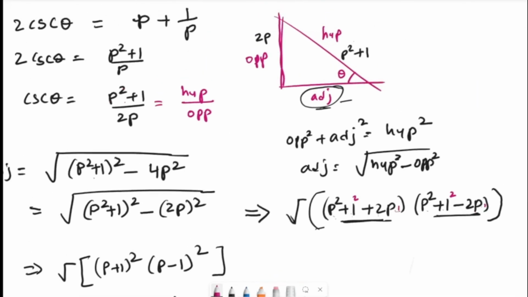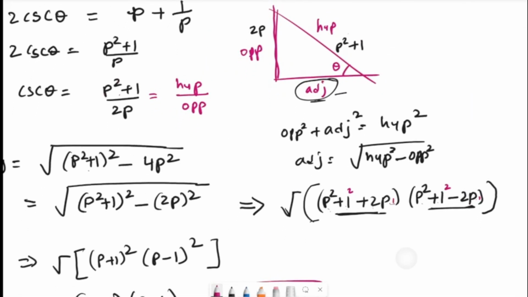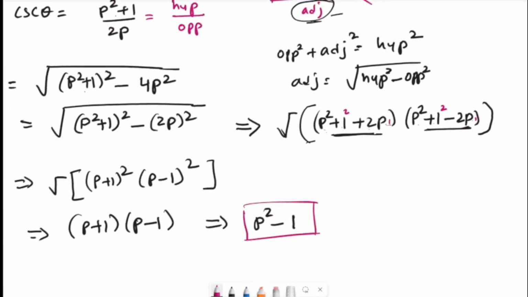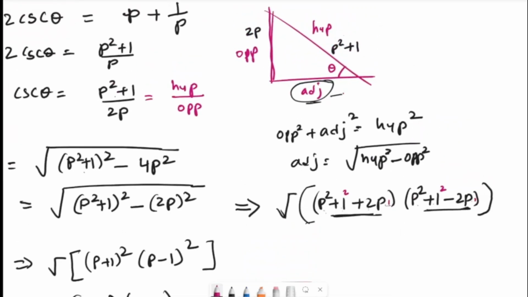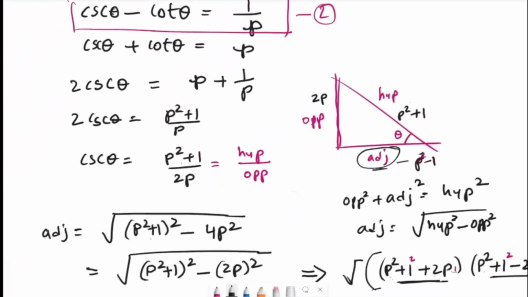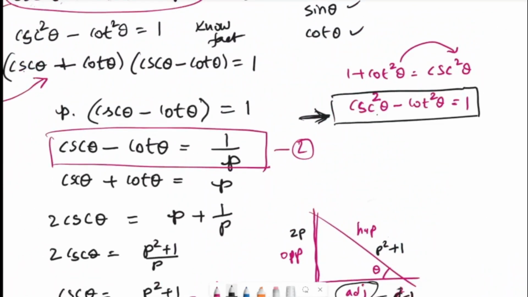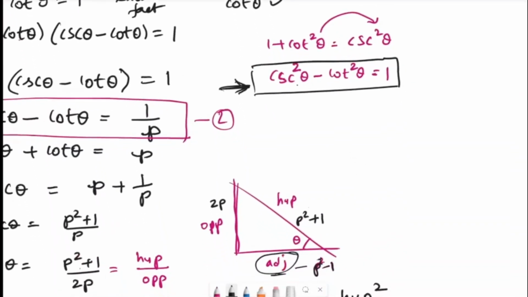So what do we have? Go back to the right angle triangle. Rewrite what is adjacent: adjacent would be P square minus 1. That's fine. So now we have all sides of the triangle. We can find any ratio. In the question, he's asking what is sine theta, cosine theta, cot theta.